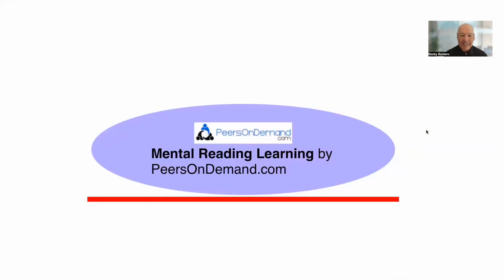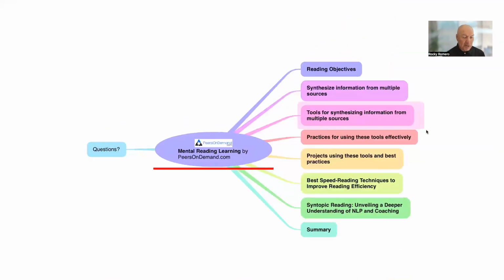What the greats like Jeff Bezos, Elon Musk, Bill Gates, and Warren Buffett have taught us is that we can learn a lot better and a lot faster from those who have written something already. So let's get started. Today, we're going to cover mental reading learning. We'll find out about reading objectives, how to synthesize information from multiple sources, tools for synthesizing that information, and practices for using those tools very effectively. And of course, projects we could use these tools for, best reading techniques, and how to improve efficiency.